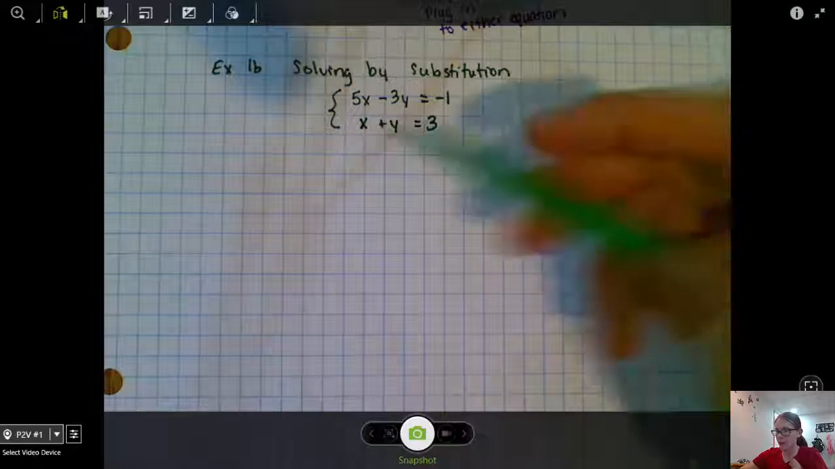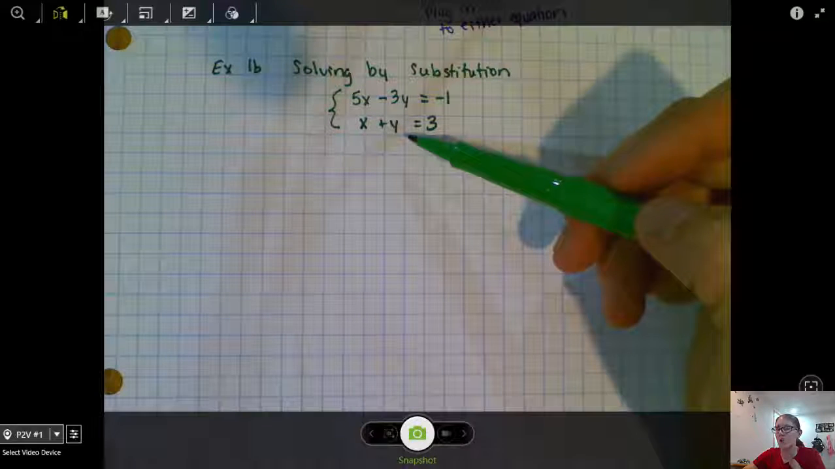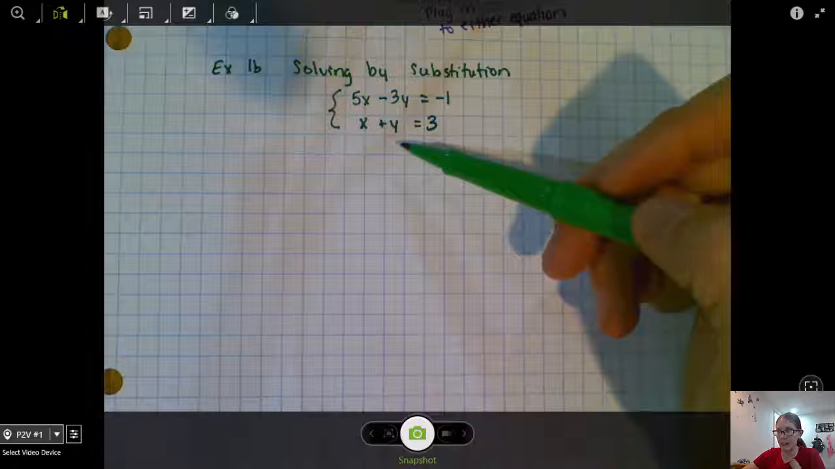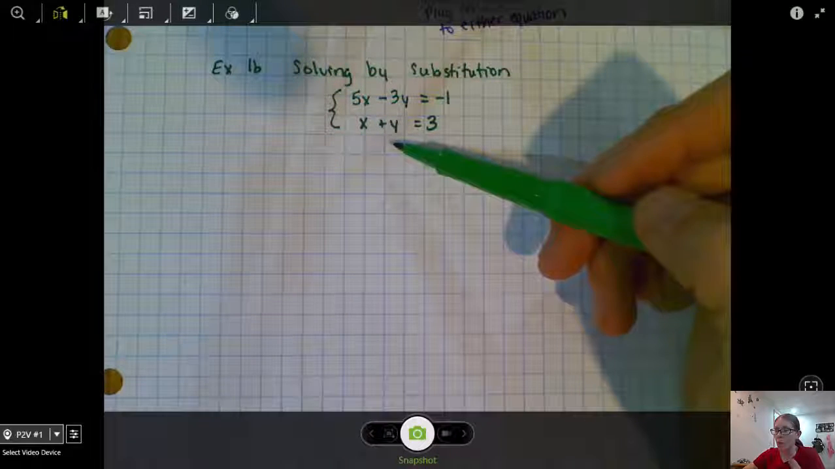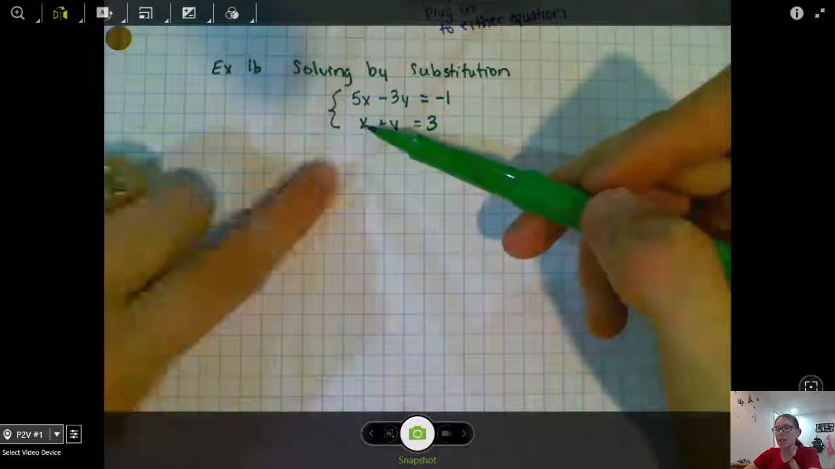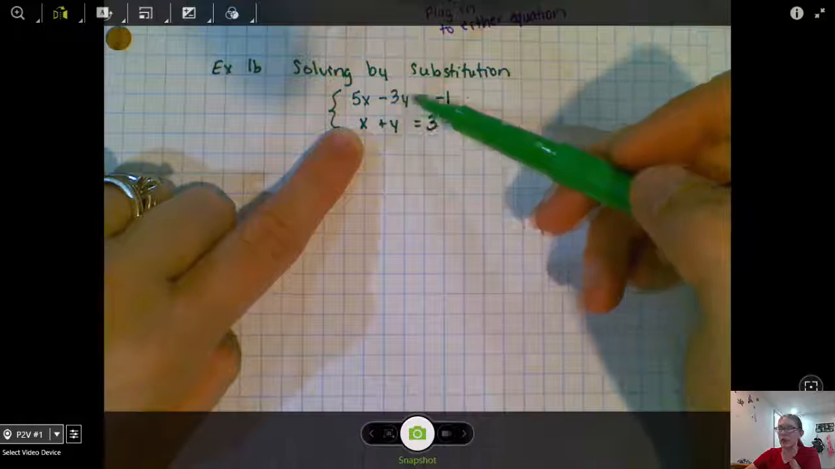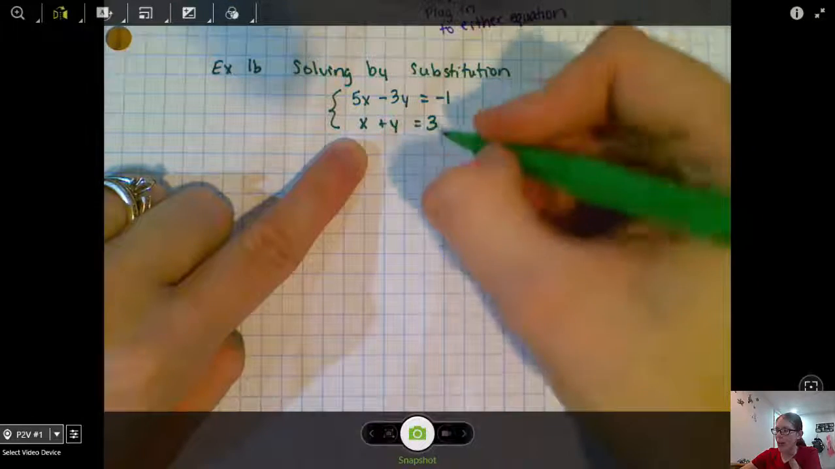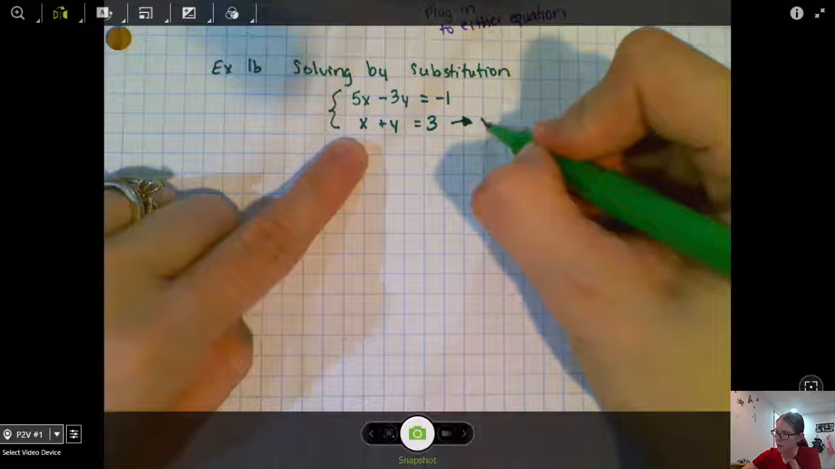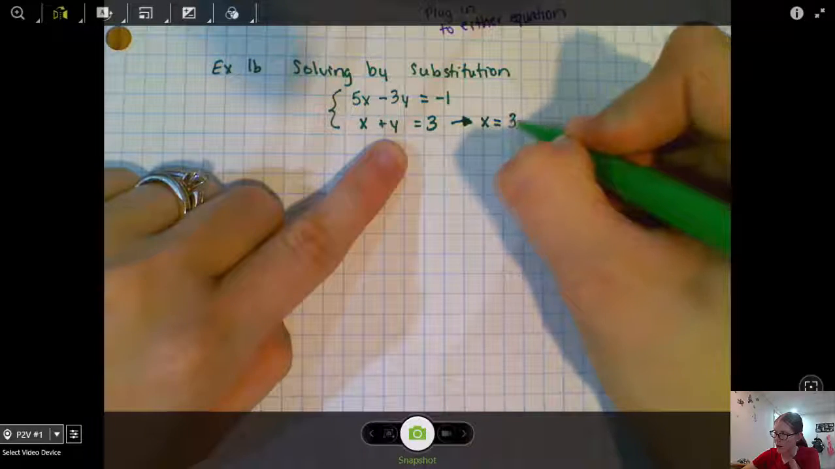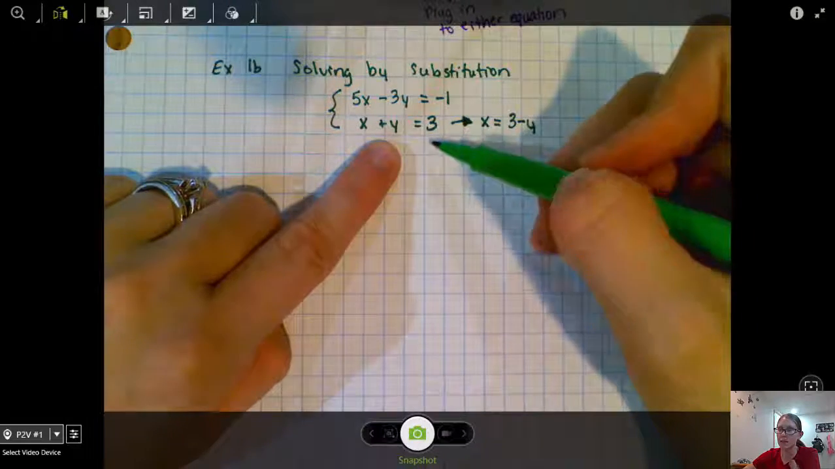Either equation, my bottom equation, is definitely going to be easier to get one of my variables isolated, but either variable is easy enough to work with. So it really doesn't matter which variable you use. I like, in this case, getting x by itself, just because then I don't have to distribute this negative 3. And if I get x by itself here, I'd have x equals 3 minus y after I subtracted y from both sides.